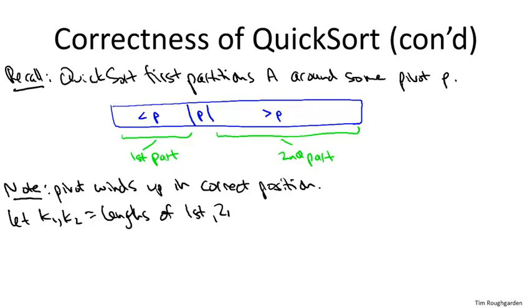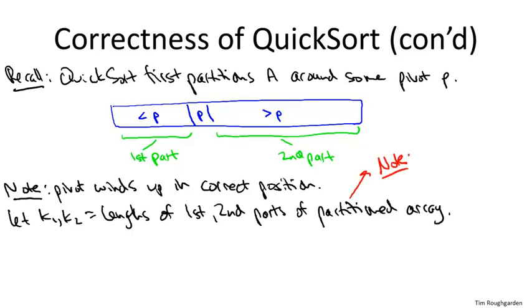So now to apply the inductive hypothesis, which you'll recall is a hypothesis about how Quicksort operates on smaller subarrays, let's call the length of the first part and the second part of the partitioned array K1 and K2, respectively. Now, crucially, both K1 and K2 are strictly less than n. Both of these two parts have length strictly less than that of the given input array A. That's because the pivot, in particular, is excluded from both of those two parts, so they can have at most n-1 elements.